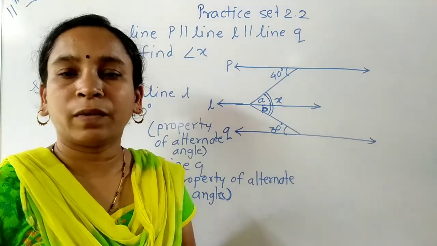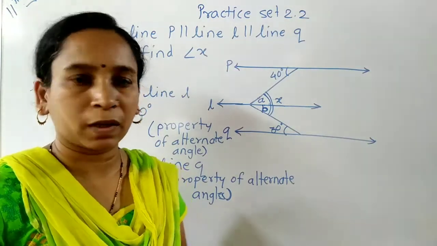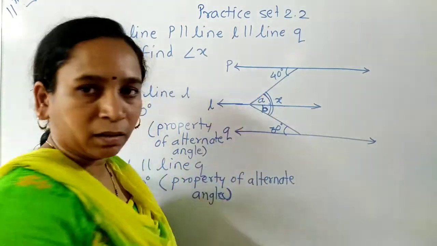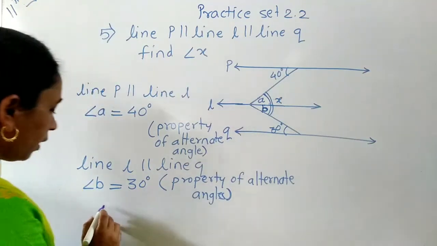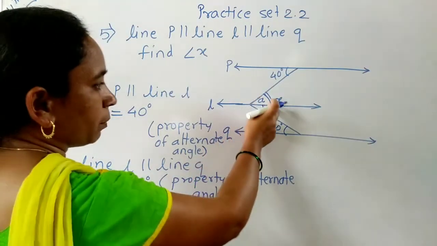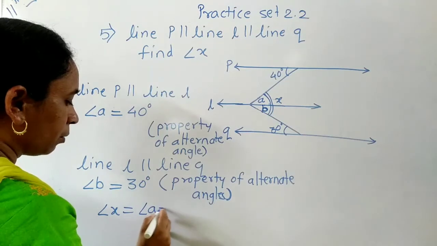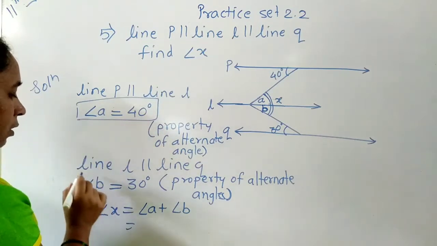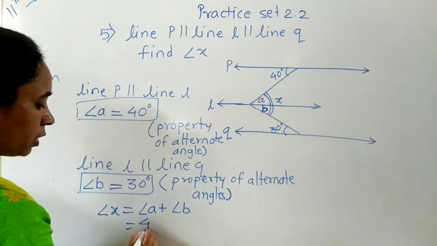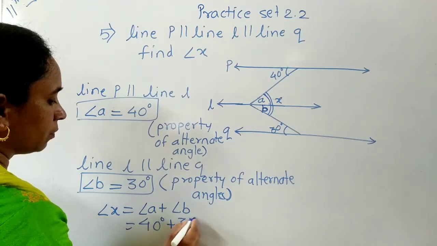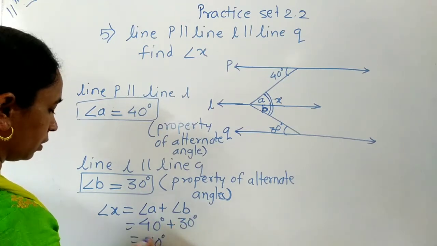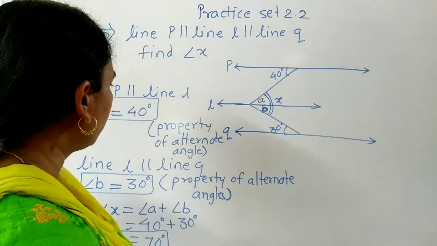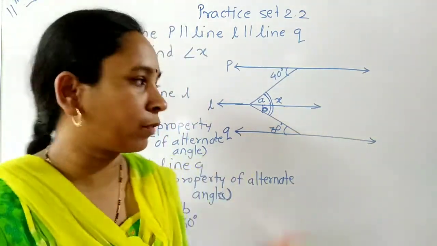Now we have got A's value and B's value, but we want to find out the X value. What is the X angle? The X angle is formed by the A angle and B angle, if you observe the figure carefully. So angle X is the sum of angle A and angle B. Here 40 degree plus 30 degree is equal to 70 degree. So angle X is equal to 70 degree. In this way, we have found the angle X with the help of A and B.